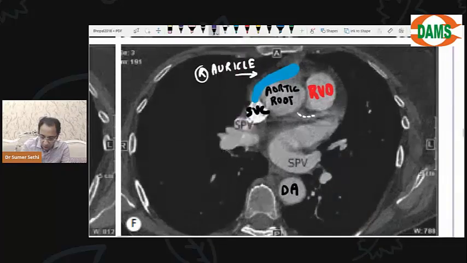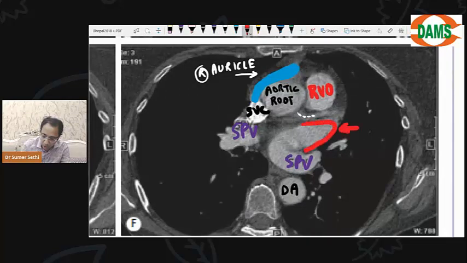At this level, you can see the superior pulmonary veins opening into the left atrium, and a tubular outpouching arises from the left atrium at this level, which is called the left auricle.